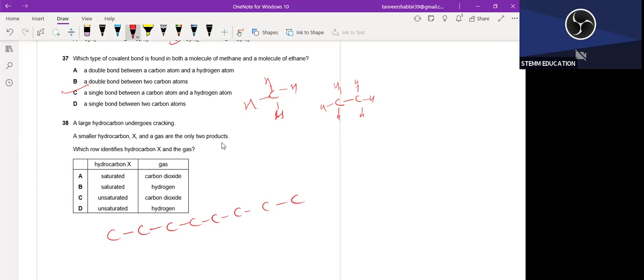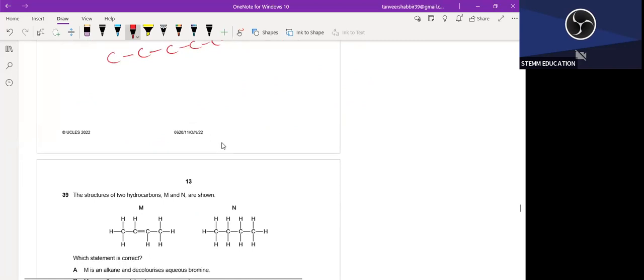unsaturated or saturated. So this one is now a saturated compound, alkane. And if I remove two hydrogens using heat, it will convert into unsaturated and hydrogen gas will be produced. So according to me, the answer for 38 should be D, unsaturated. Okay, the compound X should be unsaturated and the gas will be hydrogen.